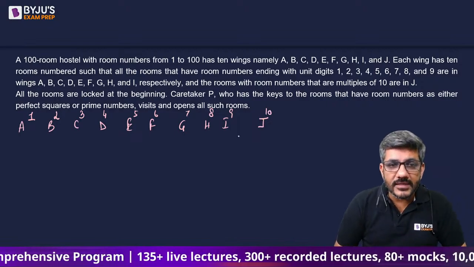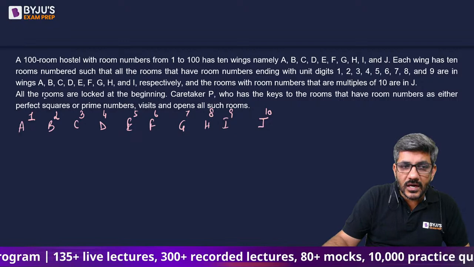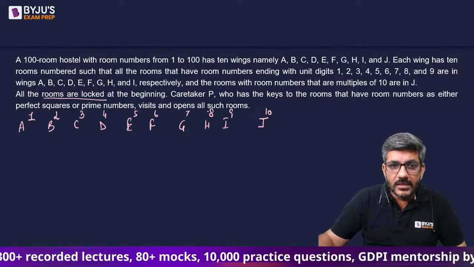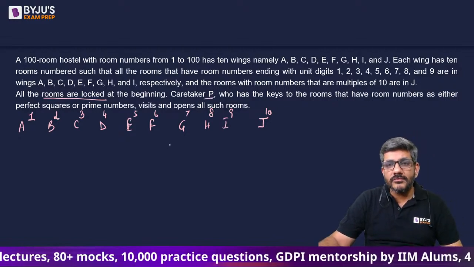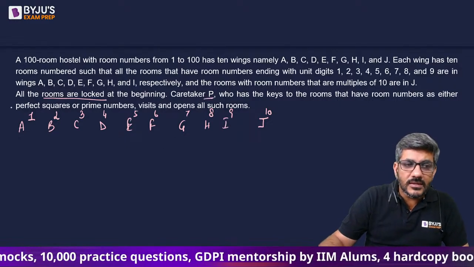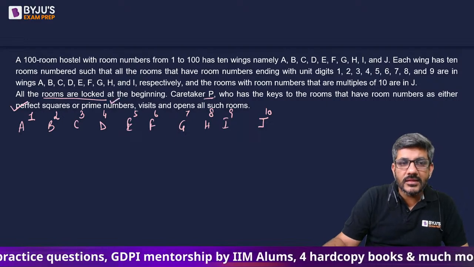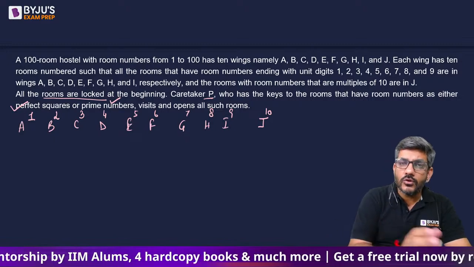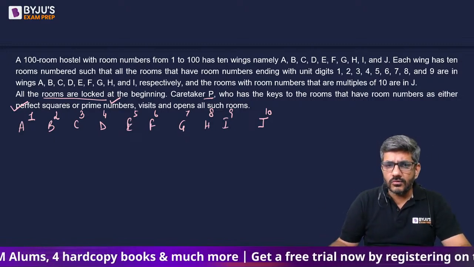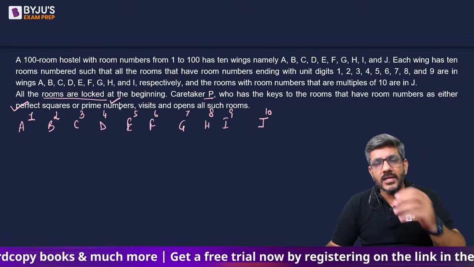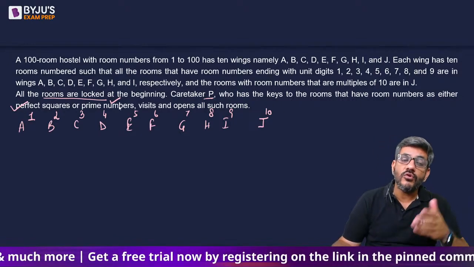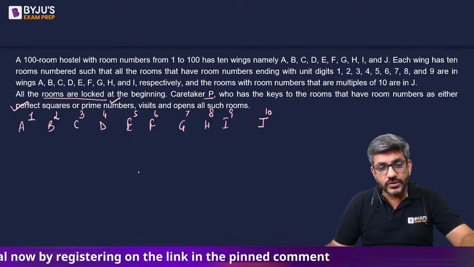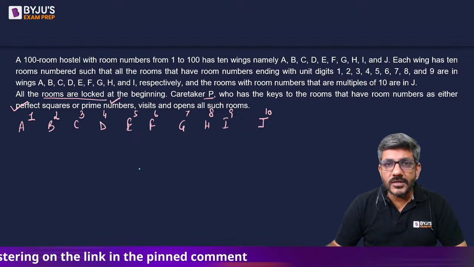Then he says that initially all the rooms are locked. So currently all 100 rooms are locked. The caretaker P is going to open some of the rooms. Which rooms is he going to open? The perfect squares and the prime numbers. So it is better to write only those numbers which are going to be opened. The others would be locked; there is no need to think about them. So ultimately, let us directly see which rooms are going to remain open. The remaining rooms would automatically be closed for us. So, perfect squares or prime numbers.